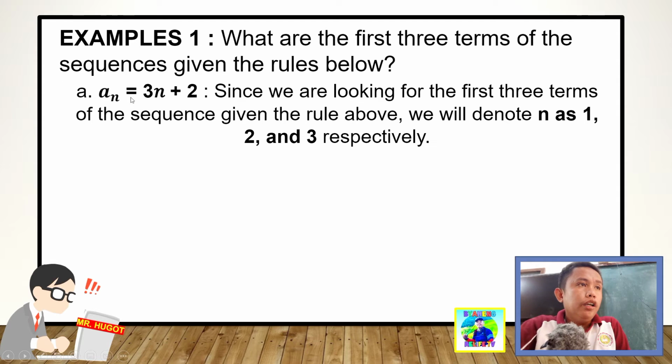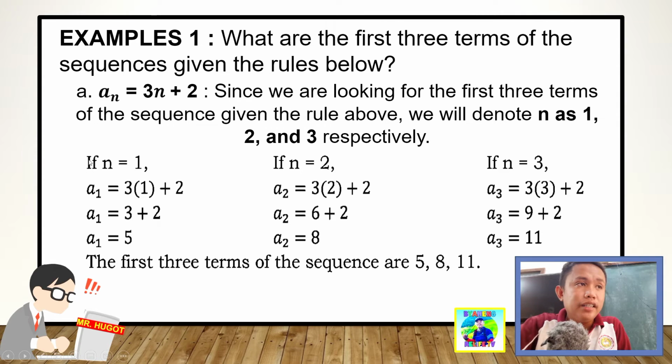Anong gagawin? Kung meron tayong given na equation na 3n plus 2, we're just going to substitute the given n to the given equation, then after that, isosolve natin. Example, if n equals 1, so definitely may isang a sub 1. Ibig sabihin, we're looking for the first term. That will be 3 times 1 plus 2. 3 times 1 is definitely 3. 3 plus 2 equals 5. Ibig sabihin, ang first term natin ay 5.